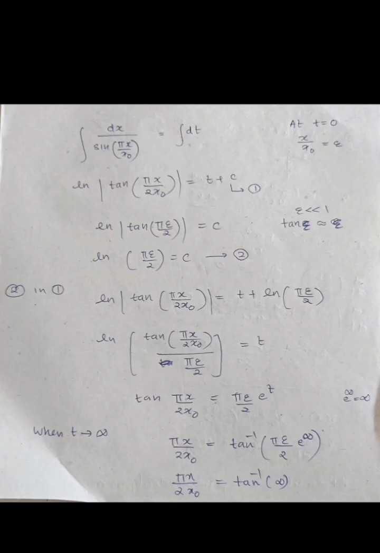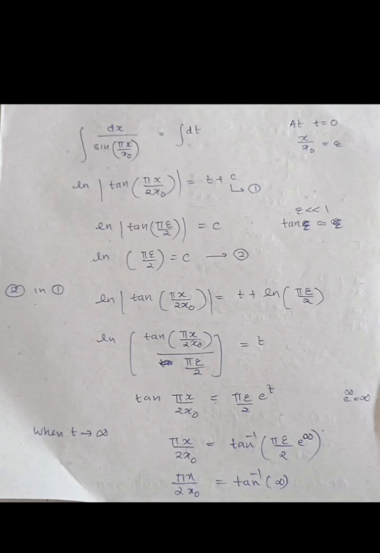Here it is given that v = v0 sin(πx/x0). That is, v = dx/dt = v0 sin(πx/x0). Rearranging this and integrating, we get ∫dx/sin(πx/x0) = ∫dt. It is given that initially, at t = 0, x/x0 = ε. After integrating, we can write ln tan(πx/2x0) = t + c. This is equation number 1.